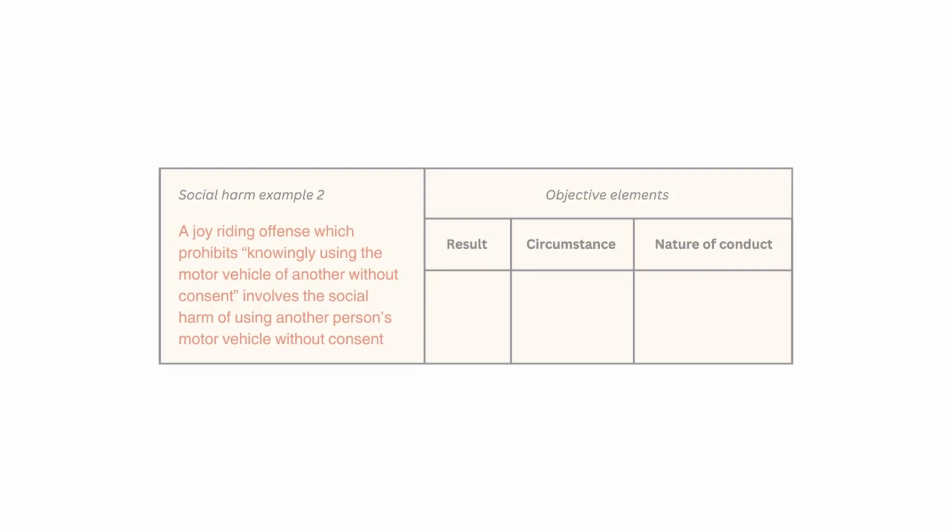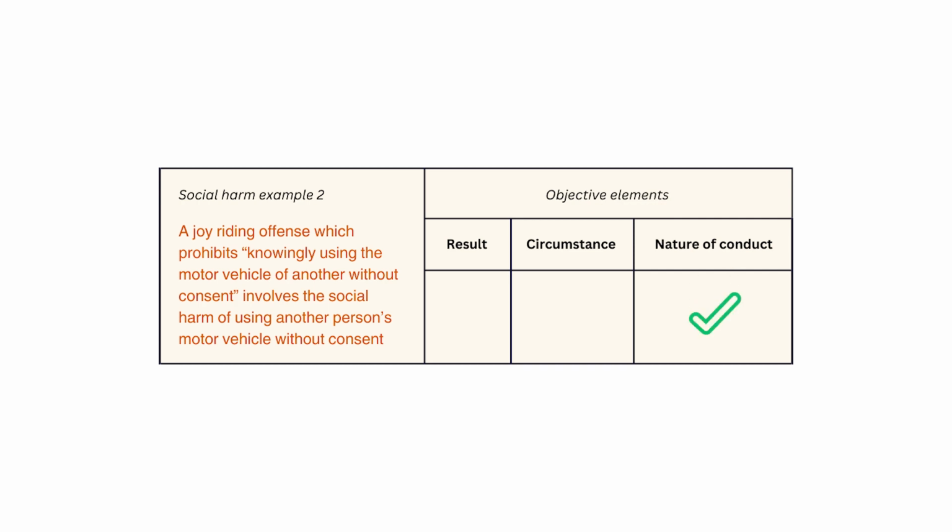Along similar lines, a joyriding offense, which prohibits knowingly using the motor vehicle of another without consent, involves the social harm of using another person's motor vehicle without consent. That social harm is expressed through three objective elements: using, which is a nature of the conduct element; the fact that the thing used be a motor vehicle, which is a circumstance element; and the fact that the use occur without consent, which is also a circumstance element.